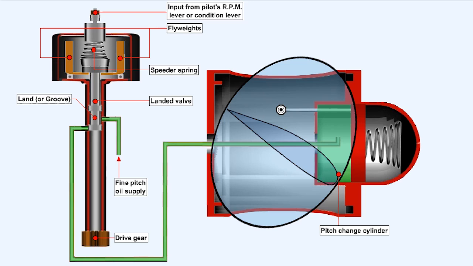In order that it can respond to the various demands made by the pilot regarding the propeller RPM, the constant speed unit controls the oil flow to the pitch change cylinder in three ways.